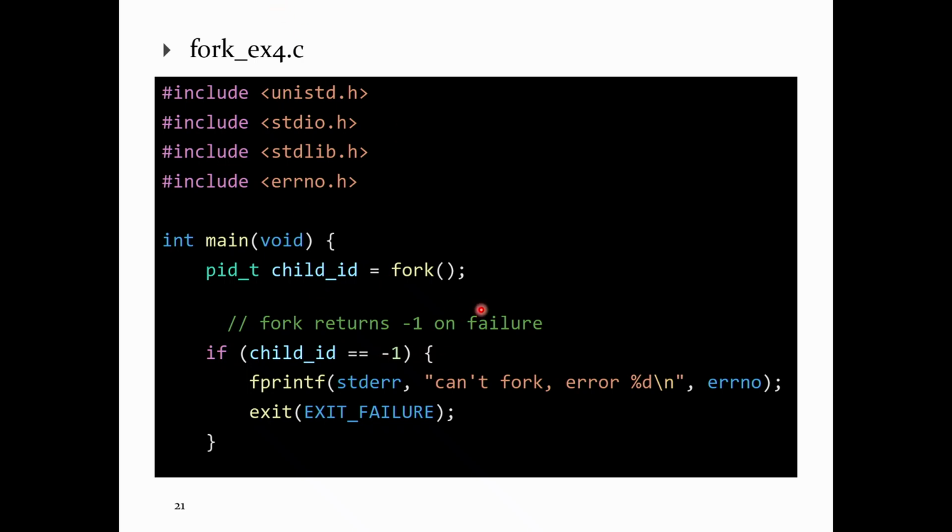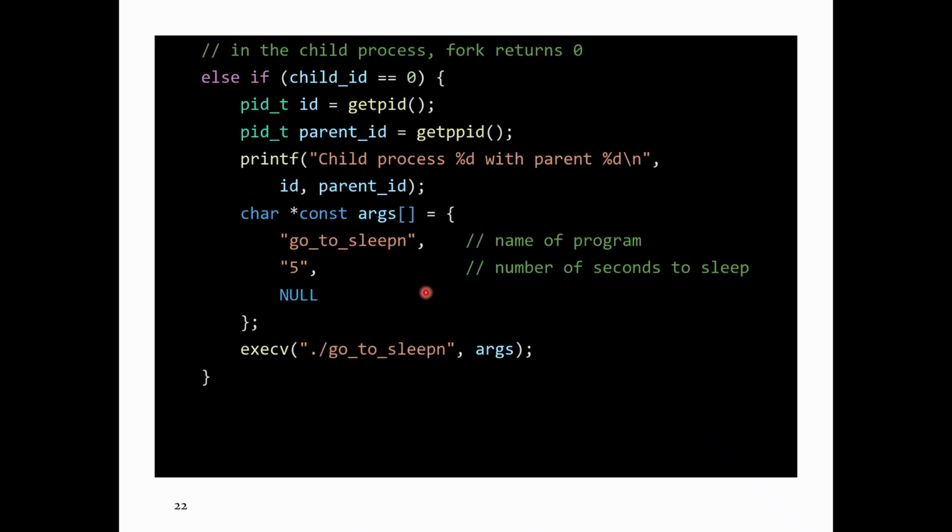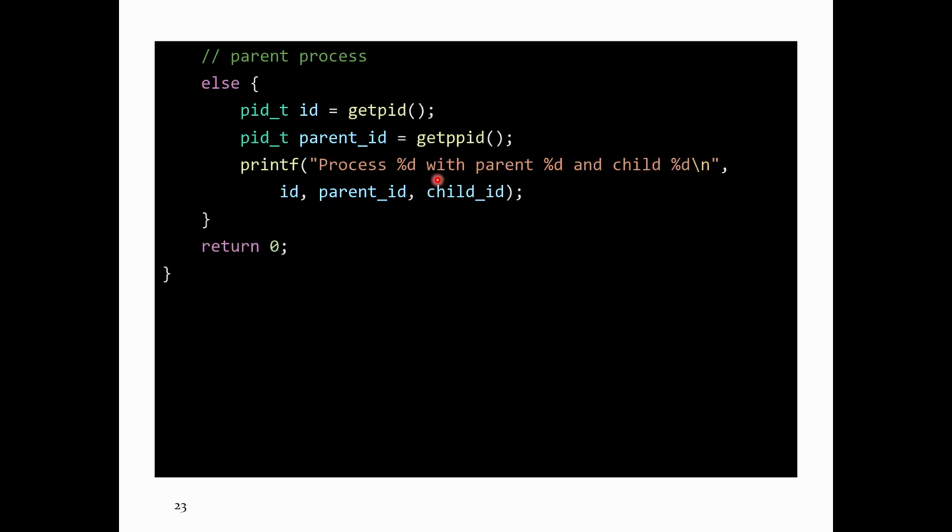Okay, so the beginning is the same. I'm going to call fork at the very beginning. In the child process, I'm going to call go to sleep. So I'm going to use execv down here to call go to sleep, and it's going to sleep for 5 seconds. When it calls go to sleep, the child process will print out its ID and its parent ID. Go to sleep n will print out the ID of whatever process it is running in. Now the parent is going to print out its ID, its parent ID, and its child ID.